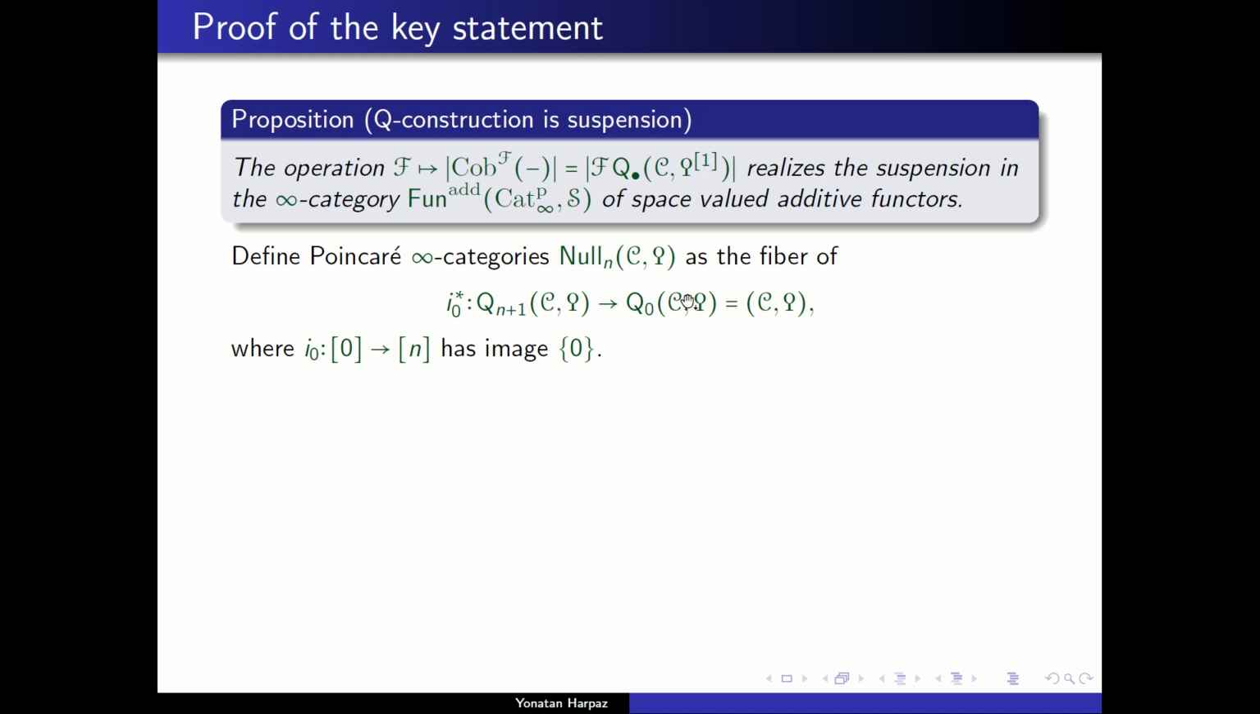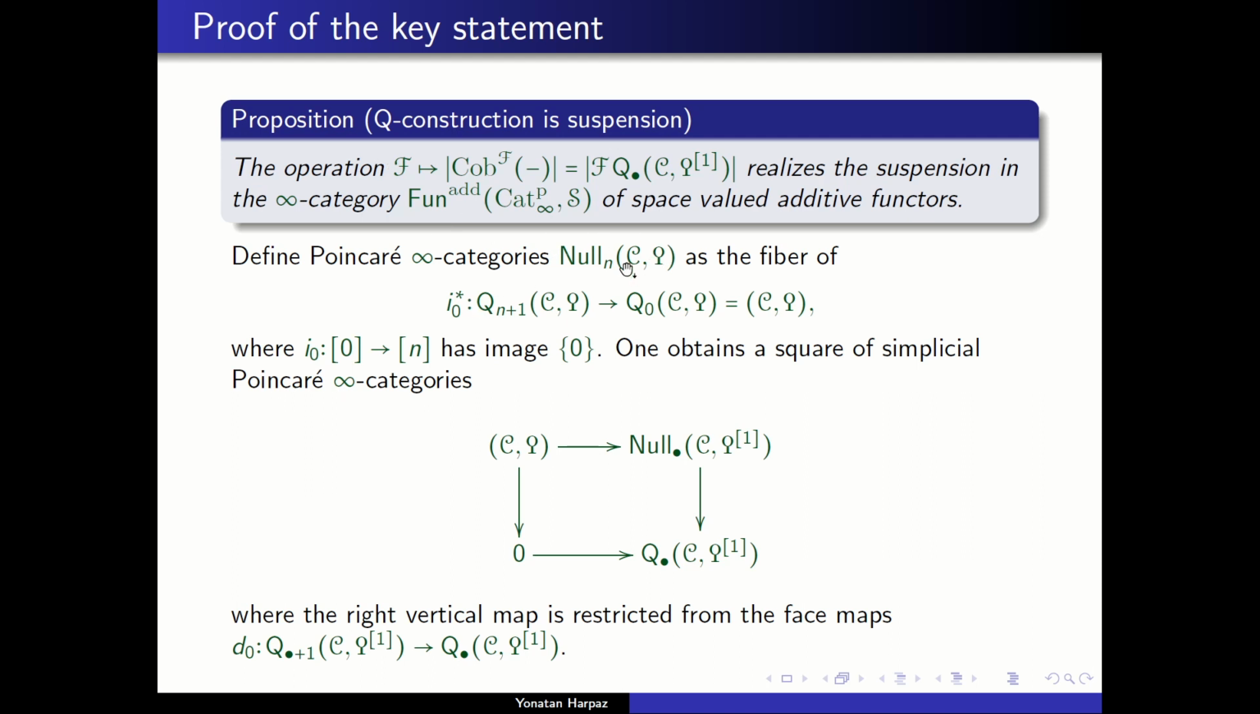This gives us a Poincaré functor from Qn plus 1 to Q0. Q0 is just C copa. And we define null and C copa as the fibre of this. Now, this functor, if we identify objects in Qn plus 1 as encoding composable sequences of n plus 1 spans, so this is the underlying stable infinity category, encodes composable sequences of n minus 1 spans. This functor just sends such a composable sequence to the domain. So the fibre are those composable sequences of n plus 1 spans which start from 0.